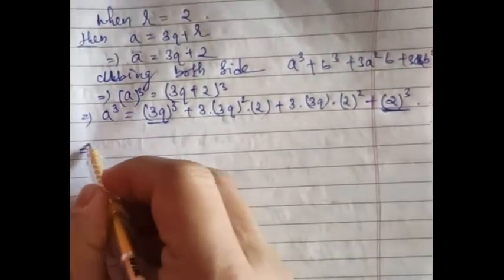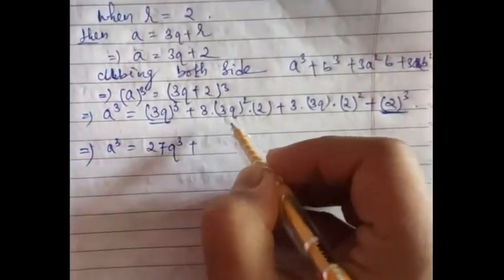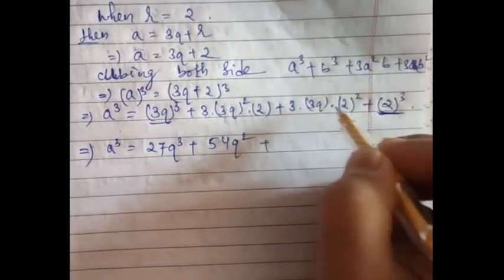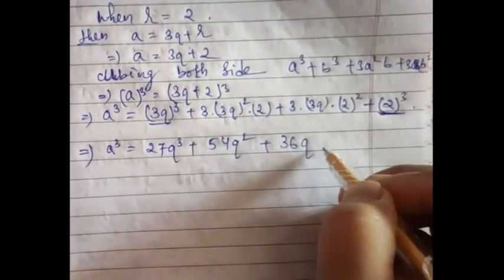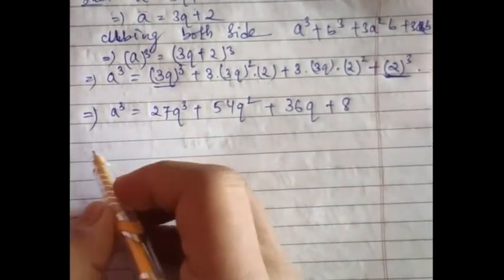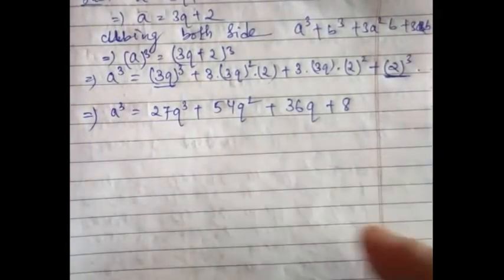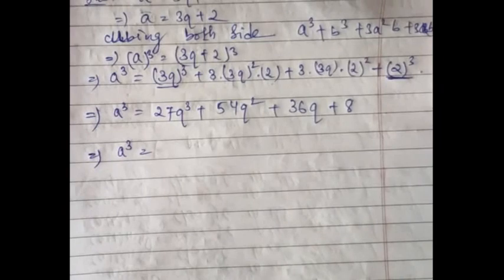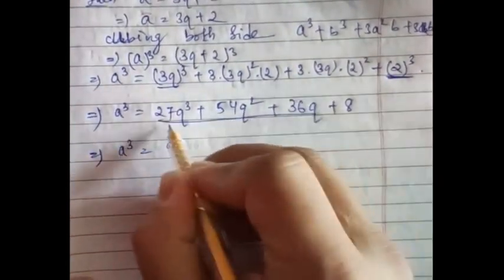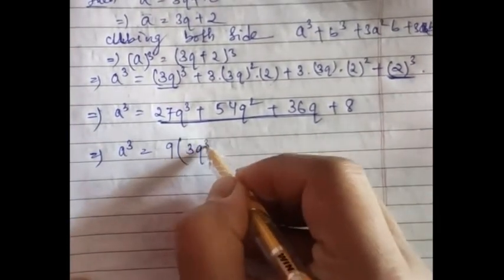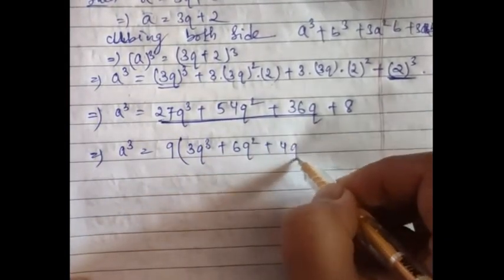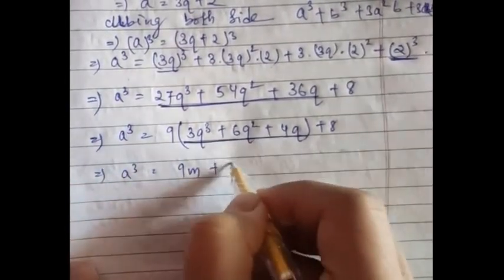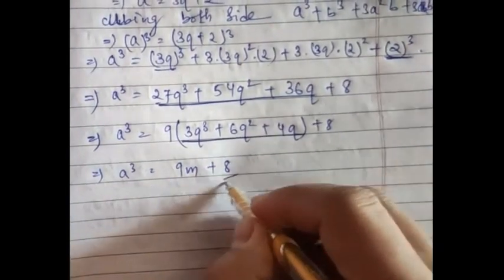No problem. A cube is equal to 27 q cube plus 3 3s are 9, 9 3s are 27, 27 into 2 is 54 q square plus 3 3s are 9 and 2 2s are 4, 9 4s are 36 q plus 2 2s are 4, 4 2s are 8. Alright, so it is already arranged in the sequential order of its power, so no need to arrange here. So here I'm going to take the common of this 9. Alright, so 9 3s are 27, 9 6s are 54, 9 4s are 36 plus 8. So let's consider this is our integer, so 9m plus 8.